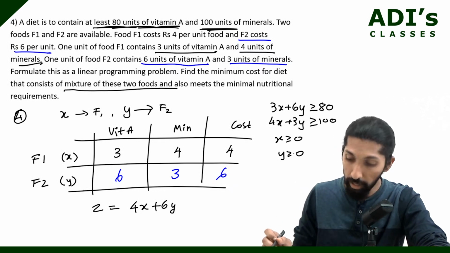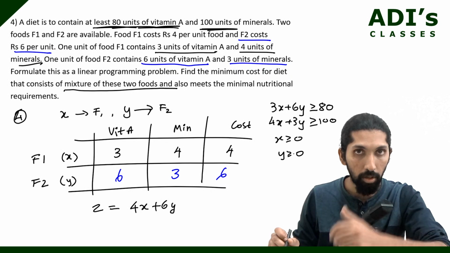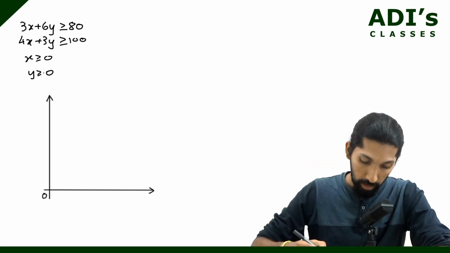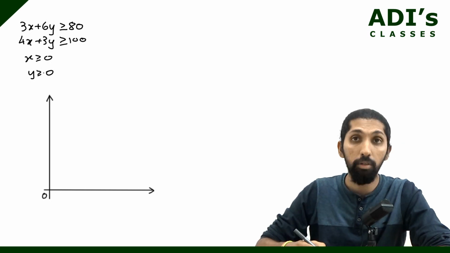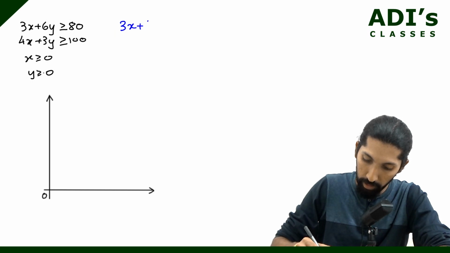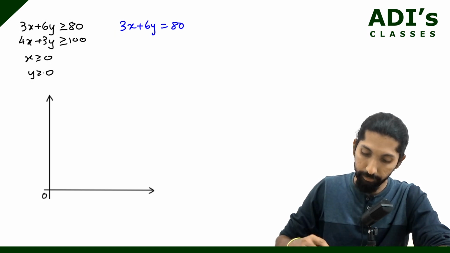Now let's draw the graph, taking the equations into consideration. Let's solve the graphical method now. Now let's do the math for the first one. See, 3x plus 6y is equal to 80, correct? The first one, 3x plus 6y is equal to 80.